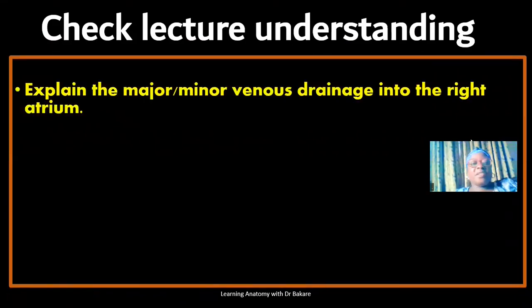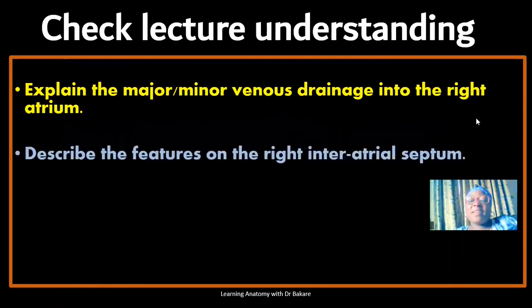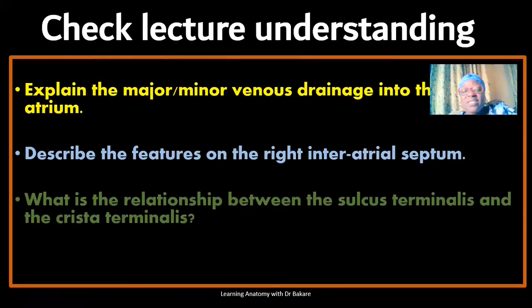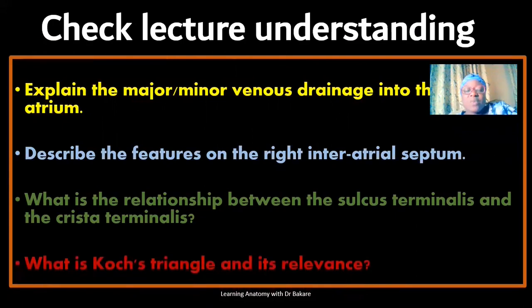Let's check our understanding of this lecture. The first question is to explain the major and minor venous drainage into the right atrium. The second question is to describe the features on the right interatrial septum. The third question is, what is the relationship between the sulcus terminalis and the crista terminalis? This should come easy. The last question is, what is Koch triangle and its relevance?